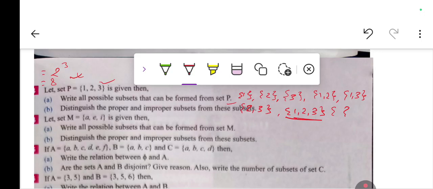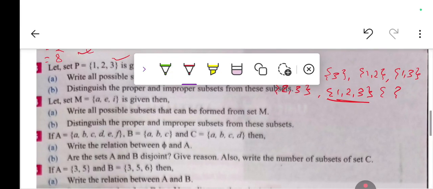Question number 6. So in this question, what do we have? A is equal to {A, B, C, D, E, F}, B is equal to {A, B, C}, and C is equal to {A, B, C, D}. Then what is the relation between phi and A? We know phi always means the null set. Null is always a subset of another set. So we can write phi is a subset of A. So this is the relation, in short notation, in symbolic form. This means subset, and this means empty set. Phi is a subset of A.